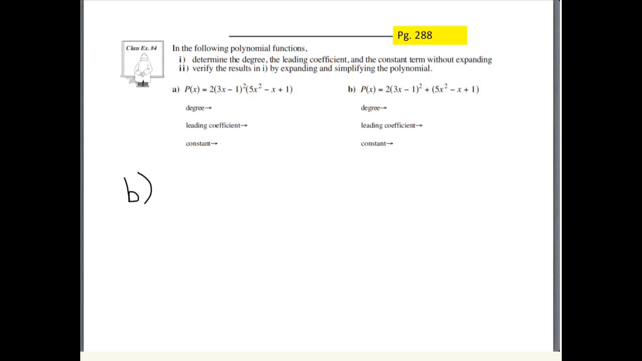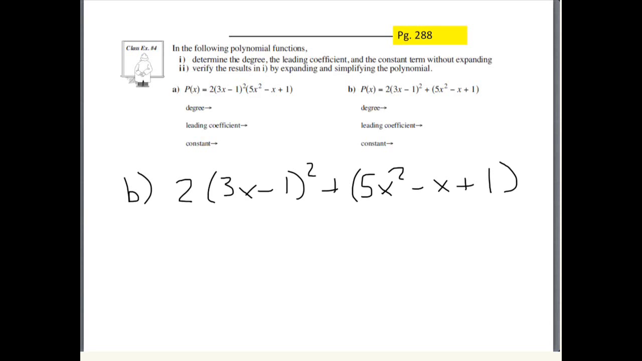Next up in B, we have p of x is equal to 2, and in brackets we have 3x minus 1 squared, plus another set of brackets, which is 5x squared minus x plus 1. First off, we need to find the degree. So we've got 3x minus 1 squared plus 5x squared minus x plus 1. In this case, this x is the most important part right here. You can get rid of the rest of it. So you're left with x in brackets squared.